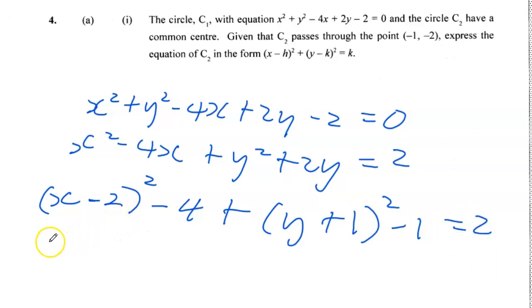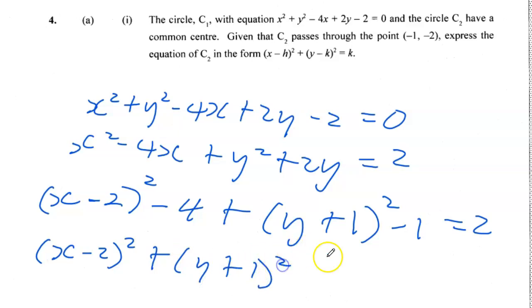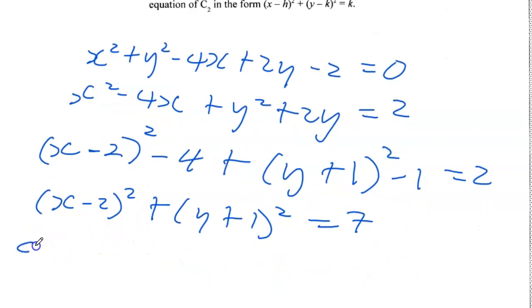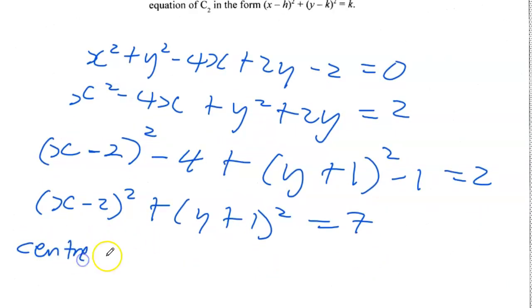And if we add 5 to both sides, we end up with (x minus 2) squared plus (y plus 1) squared is equal to 7. Which means that the center of C1 and also C2, we're told these circles have the same center, is positive 2 and negative 1.